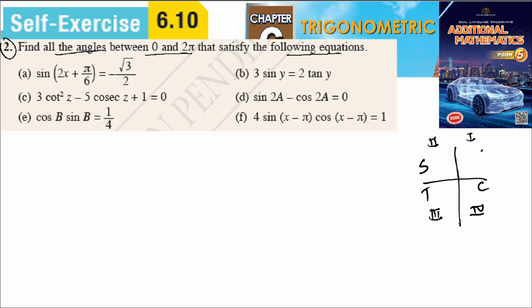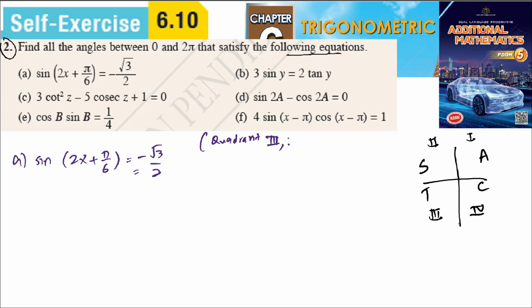And we have sine of 2x plus pi over 6 is equal to negative root 3 over 2. You see here this one is sine, and this one is negative. So we look at the negative first. Sine negative is at what quadrant? Sine is positive in the first and second, so sine negative means the quadrant is quadrant 3 and 4.